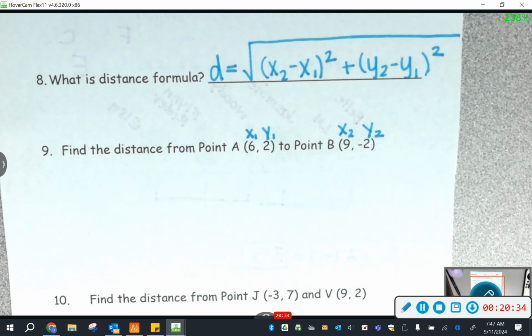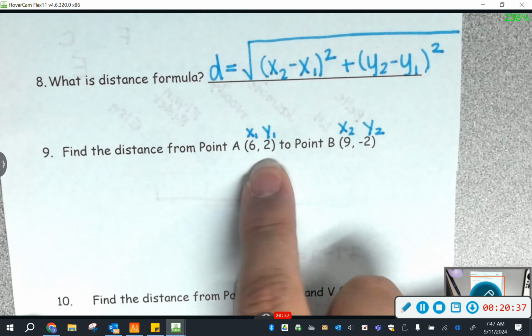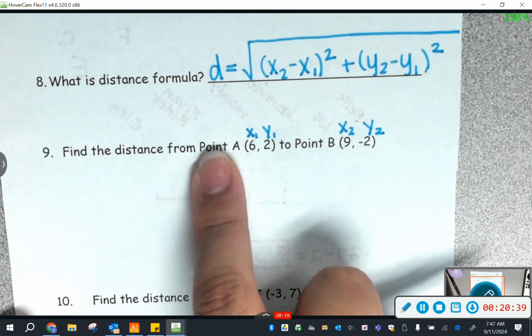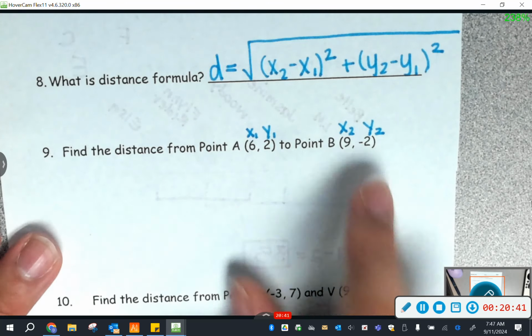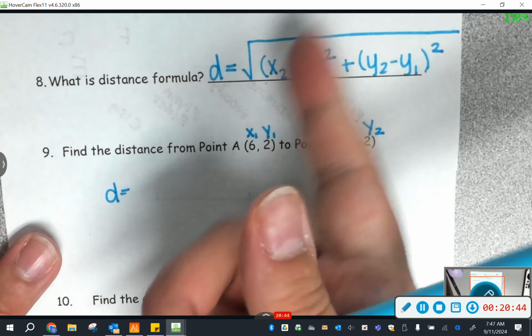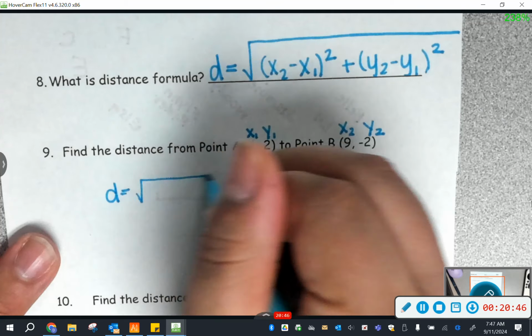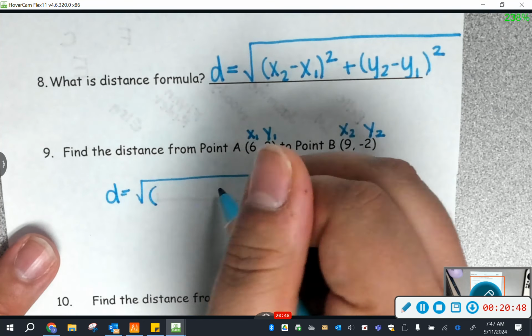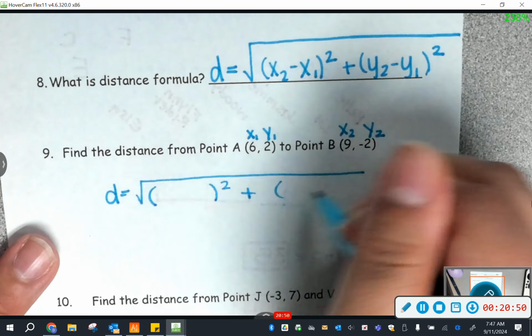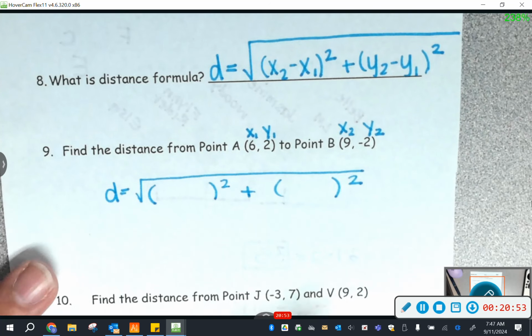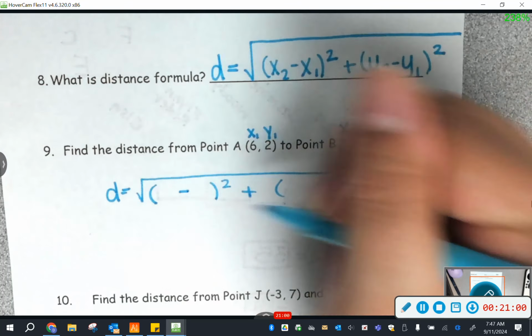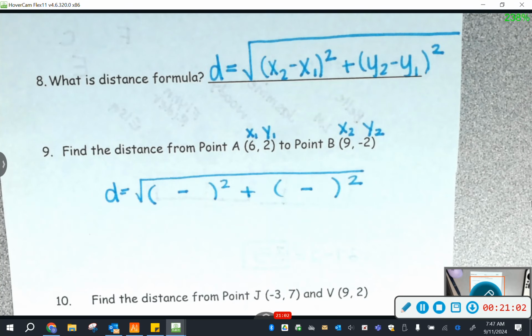So the first step I want you to do is just always label X1, Y1, X2, Y2. The second step is to plug in your different information. And remember, there's always going to be a minus in between them, kind of just like we had the difference earlier. Remember we subtracted? That's why it's subtraction.